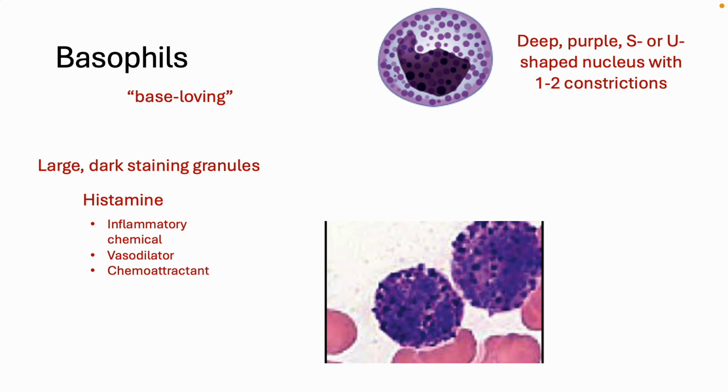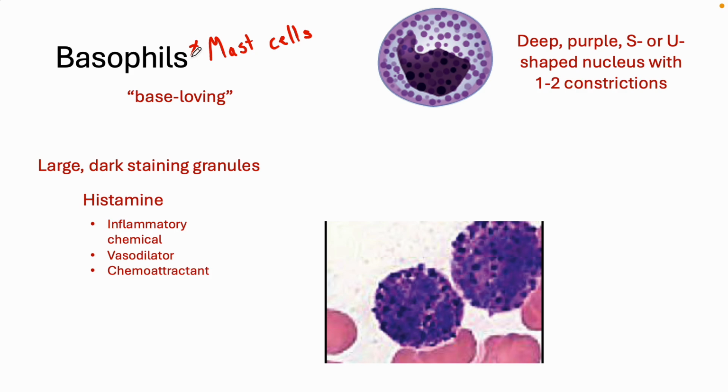One thing to note is that basophils are similar to another type of cell known as mast cells, but these things are not equivalent. So mast cells are going to arise from a different cell line entirely, and they have nuclei that are more oval and less lobed than the basophils.